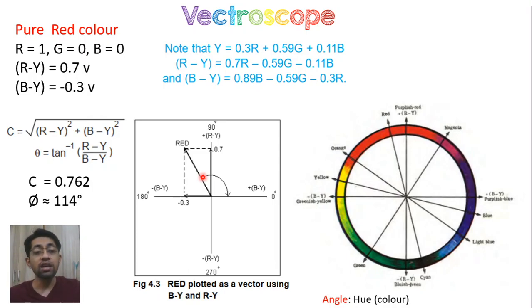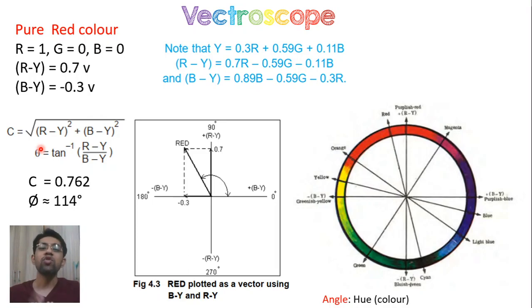So for any color, we will have different values of R ranging from 0 to 1, different proportions of G ranging from 0 to 1, and different proportions of B ranging from 0 to 1. So for different colors, we will have some values of R, G and B. If we put these values into the equations of R minus Y and B minus Y over here, then we will get different values of R minus Y and B minus Y, and we can find out the magnitude and phase for the corresponding RGB.